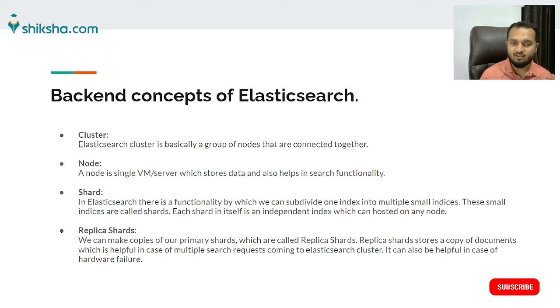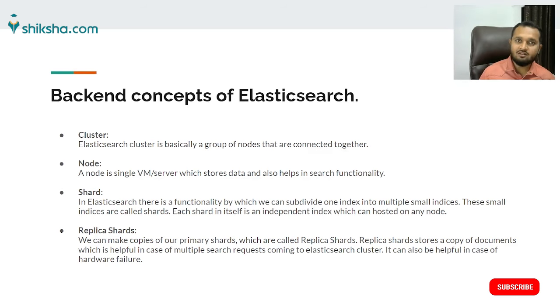And each 1 lakh of data is called a shard. So basically, a shard is nothing but a divided or small part of an index. But it works as an independent index, and it can be stored in any of the nodes. Also, Elasticsearch provides us the functionality to replicate shards.